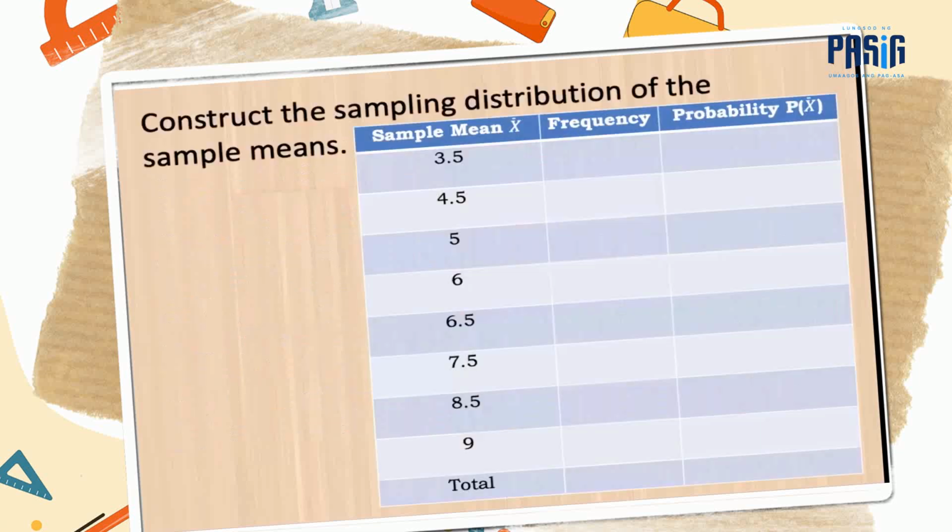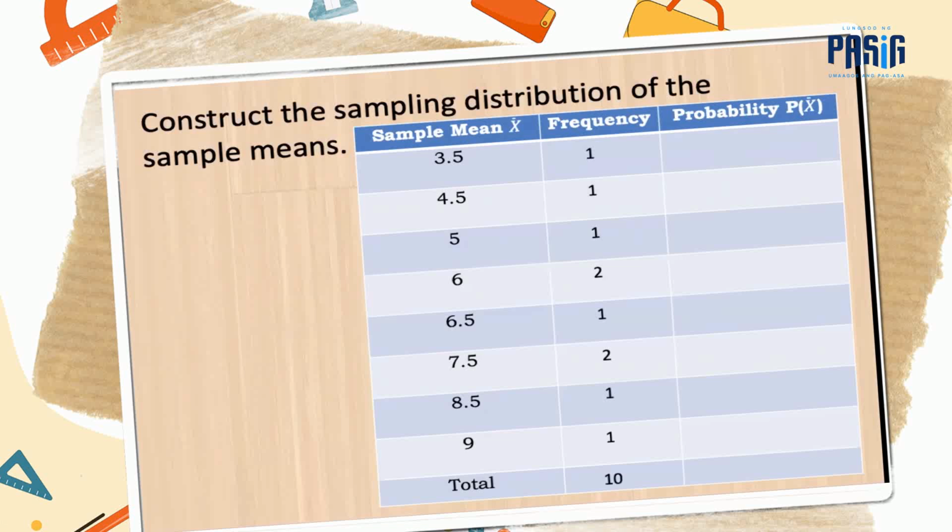Then construct the sampling distribution of the sample means. So these are the means that we got from the previous table. Corresponding frequency: 3.5 is 1, 4.5 is 1, 5 is 1, 6 is 2, 6.5 is 1, 7.5 is 2, 8.5 is 1, 9 is 1.